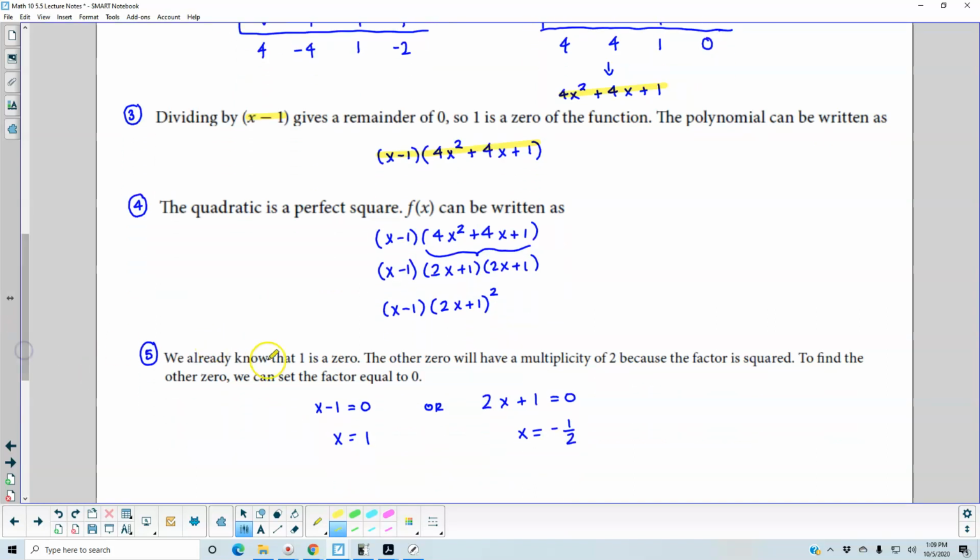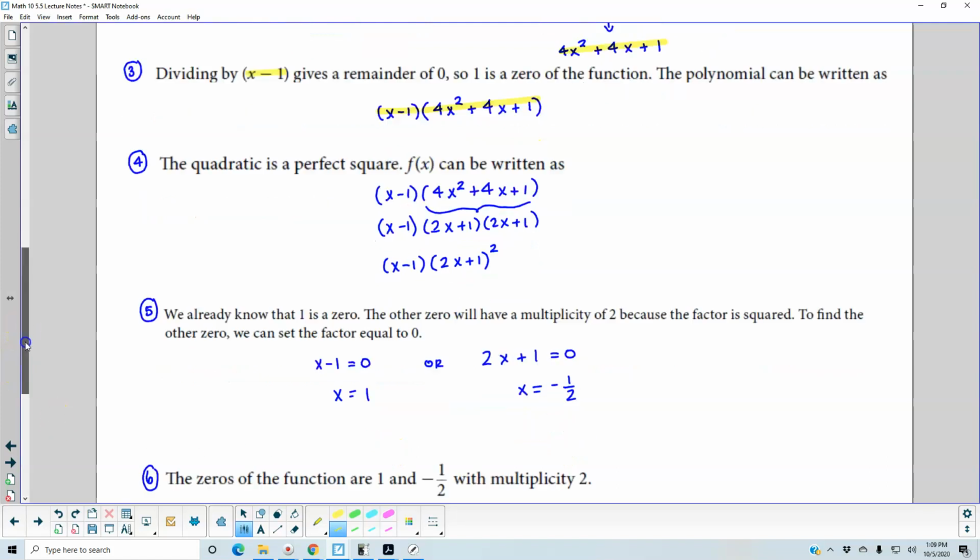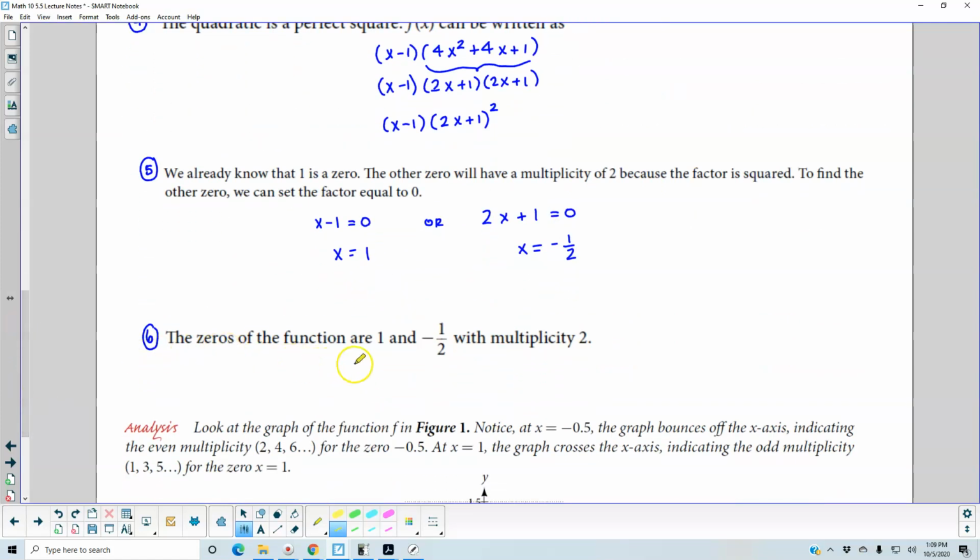Now, we already know that 1 is a zero because x minus 1 equals 0 gives us x equals 1. And the other zero will have a multiplicity of 2 because the factor is squared. To find the other zero, we set 2x plus 1 equal to 0. We subtract 1 and divide by 2, so the other zero is negative 1/2. So the zeros of the function are 1 and negative 1/2 with a multiplicity of 2.